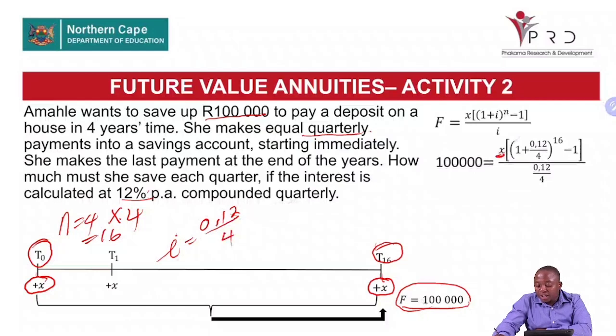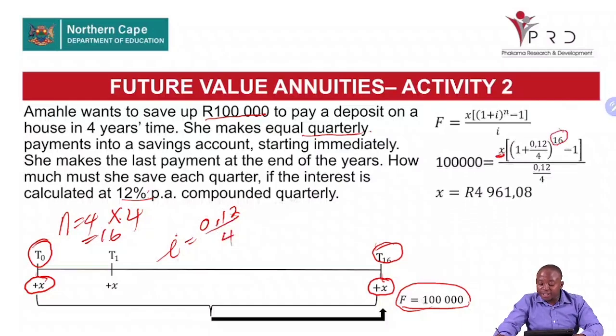Open bracket, open another bracket, 1 plus our I divided by the compounding period, which is 0.12 divided by 4, raised to the power 16, as we are making the total payments that are 16, minus 1, all over I. Our I there is 0.12 divided by 4.